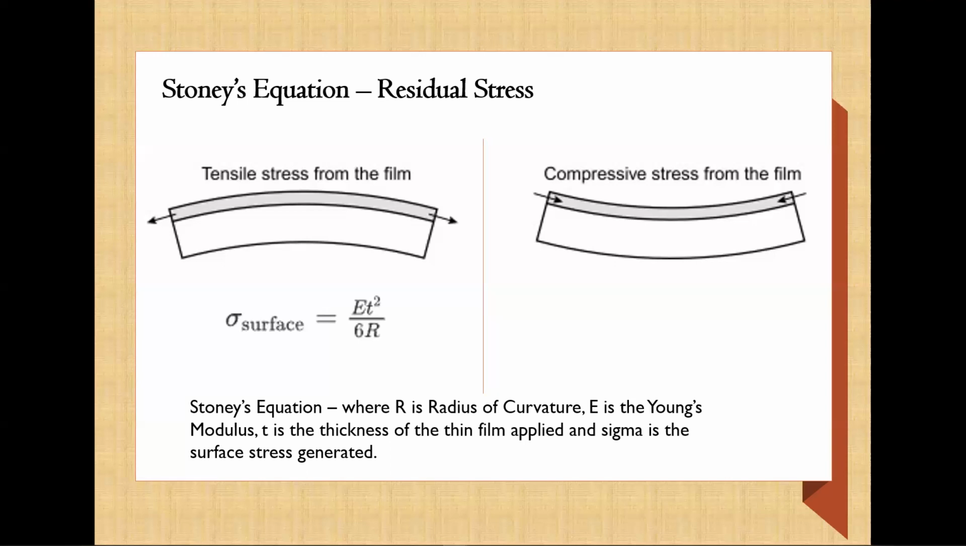Since this is considered a nonlinear anisotropic material, there could already be some of this inherent residual stress inside. But Stoney does consider the tensile stress or the compressive stress apparent due to this film that we'll create. So he uses an equation listed here on the left-hand side to look at the surface stress generated, where the R is the radius of curvature, E is the Young's modulus, t is the thickness of the thin film applied, and then we find this surface stress generated due to this thin film.